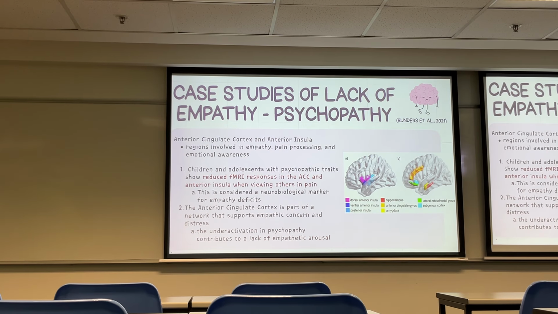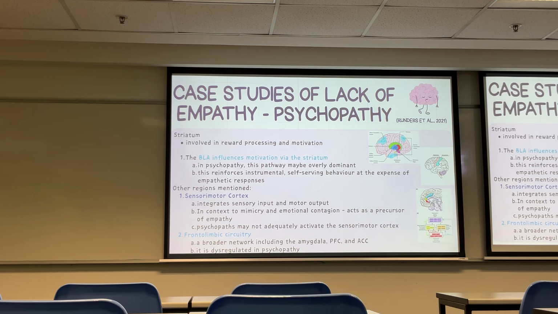Moving on to the anterior cingulate cortex and anterior insula, which has been mentioned many times previously, involved in empathy, pain processing, and emotional awareness. Children and adolescents with psychopathic traits showed reduced fMRI responses in this area when viewing others in pain. This is considered a neurobiological marker for empathy deficiency. The underactivation of this region in psychopathy contributes to a lack of empathic arousal.